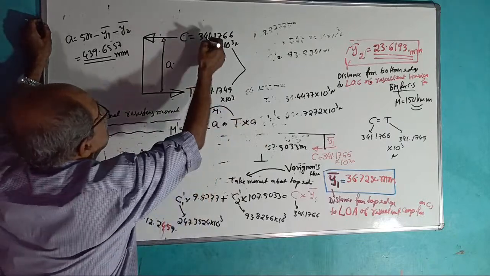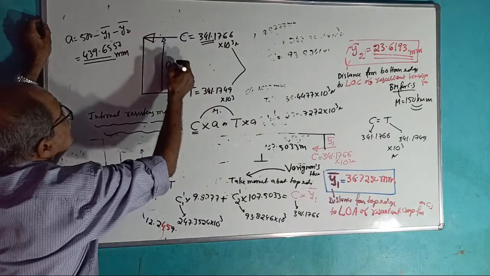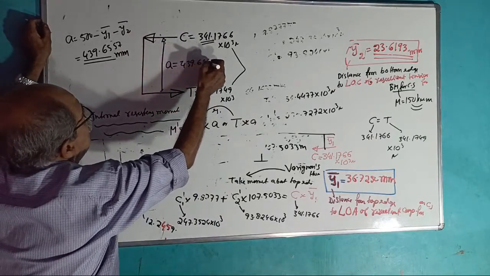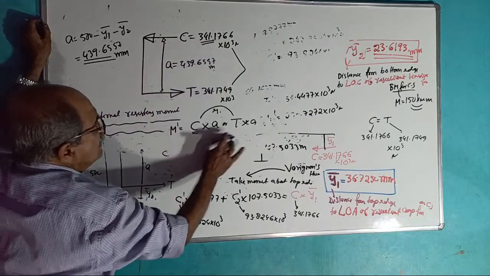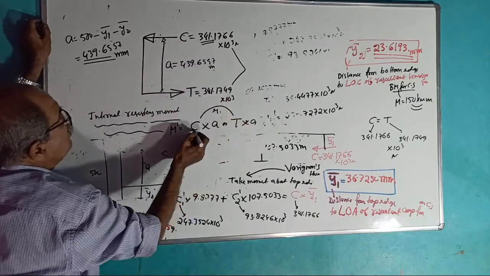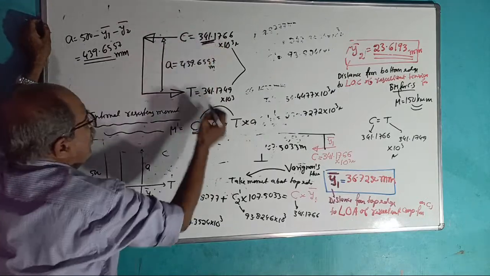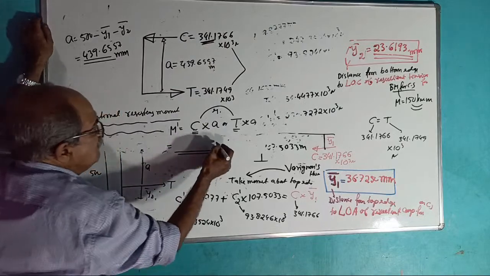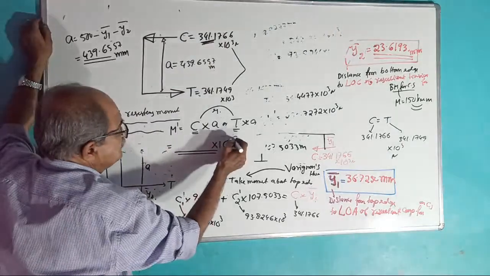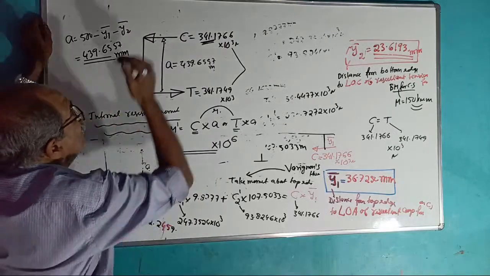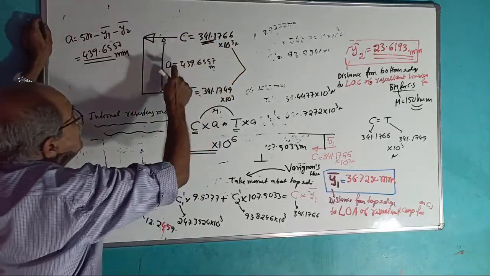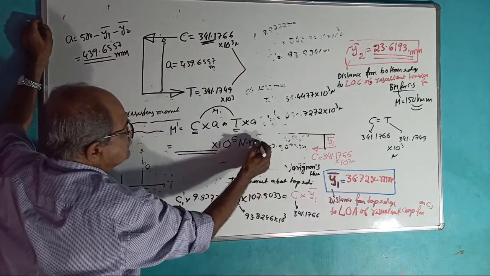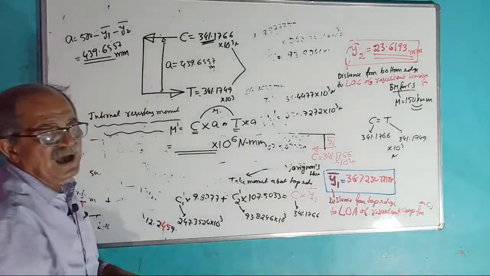Substitute. If you want, substitute that value into this distance, A equal to 439.6557 millimeter, or substitute the T value. You can either substitute the C value or the T value, and tell the answer. Tell me the answer in 10 to the power 6. Why? Because force is in Newton, distance in millimeter. You will get Newton millimeter. Answer fast.